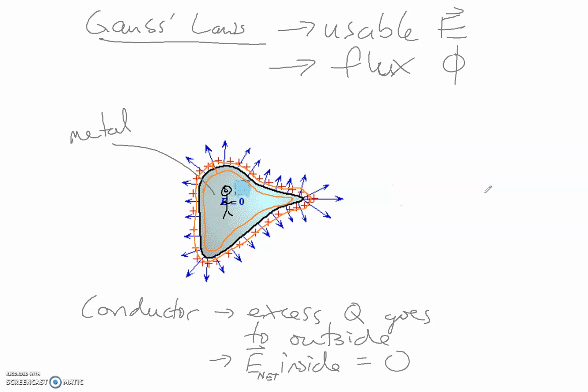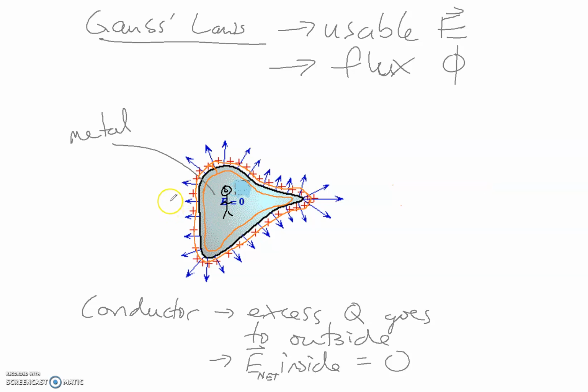This is why if you have a car that crashes into a telephone post or a hydro wire, and the wire hits the car and is electrocuting the car, you're perfectly safe inside the car, because all the extra charge is going to stay on the outside of the metal shell of the car. So as long as you're inside the car, you're perfectly safe.